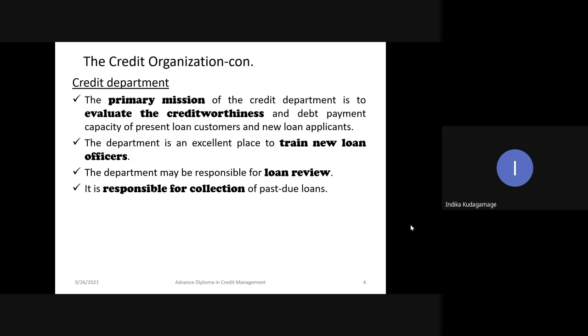credit admin, everything is part and parcel of their job. It is not just that I brought it in, you gave the loan, and I don't have to do anything. No, you are the one who initiated. So you need to assist the other departments to look at these loans, recover these loans.